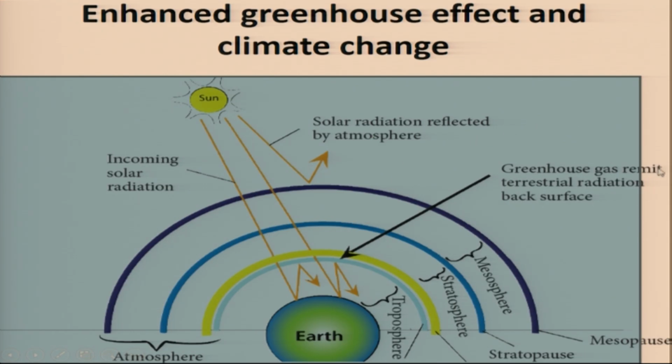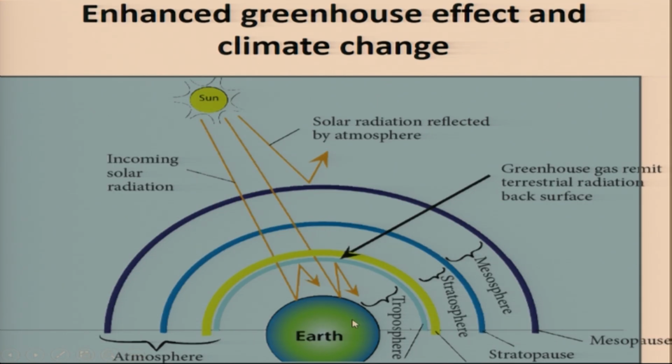There's a greenhouse gas that remits terrestrial radiation back to the surface. All right? So these greenhouse gases can be remitted. What does the word remit mean? If there is global warming and these greenhouse gases go, they will come and hit back the atmosphere, remit the terrestrial radiation, or they will remit back on the Earth's surface. So what does it mean?